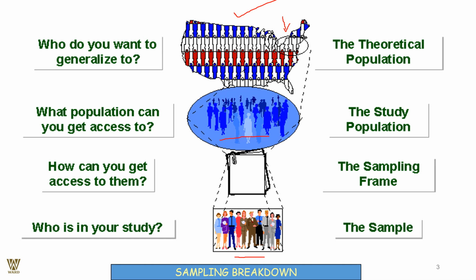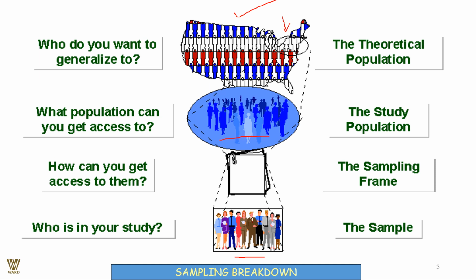Now, if we have studied only a part of the total country and it represents more or less the characteristics of the total country, the question is, what do you want to generalize? What population can you get access to, and how can you get access to it, is what is most important. And who is your study? These are the questions that you need to understand.